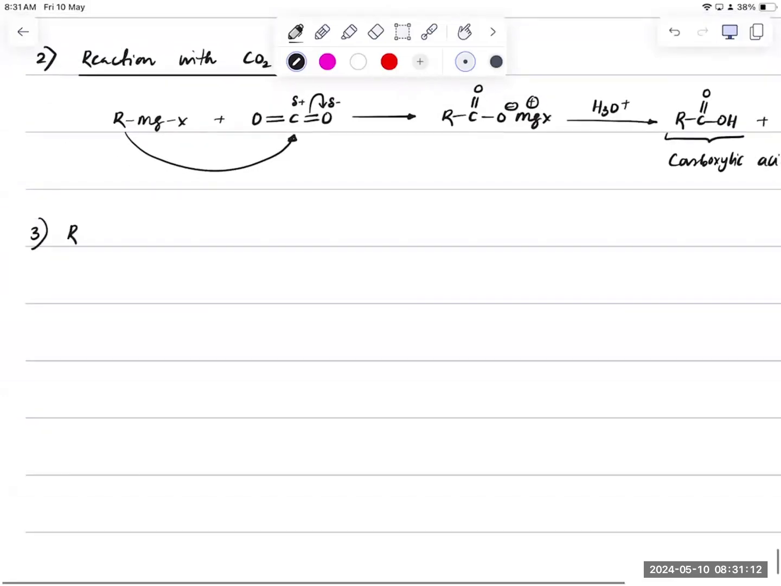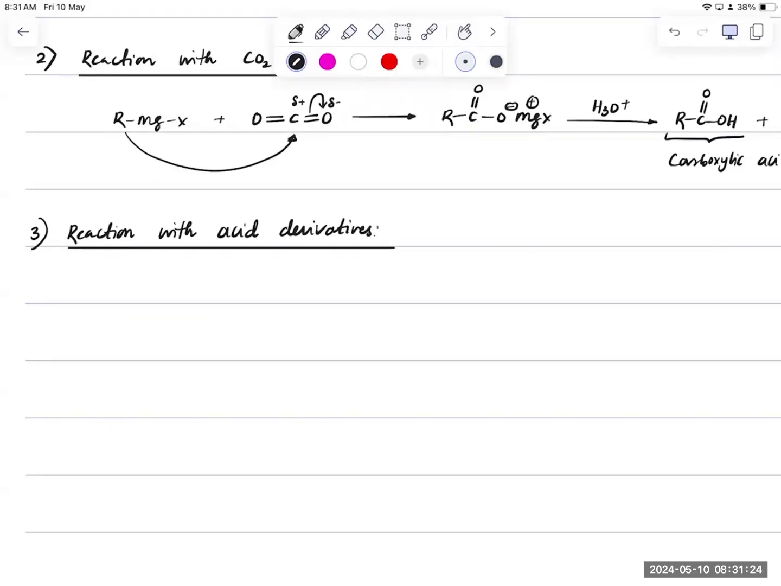Next, reaction with acid derivatives. Here, first one, let us see acid chlorides. So RMgX, right? If you treat this with R dash C double bond OCl, this is acid chloride. Acid chloride is a derivative of acid.